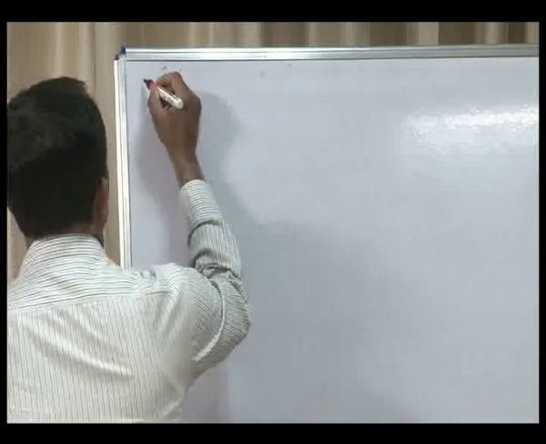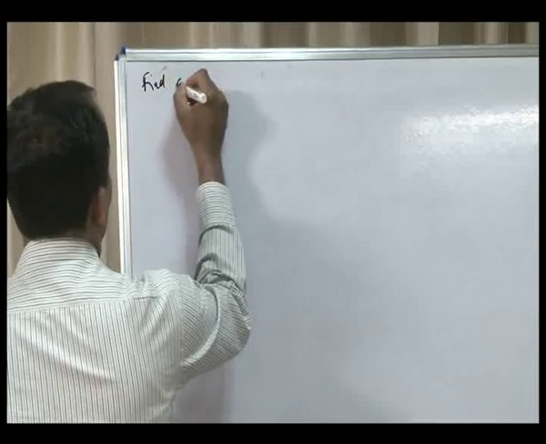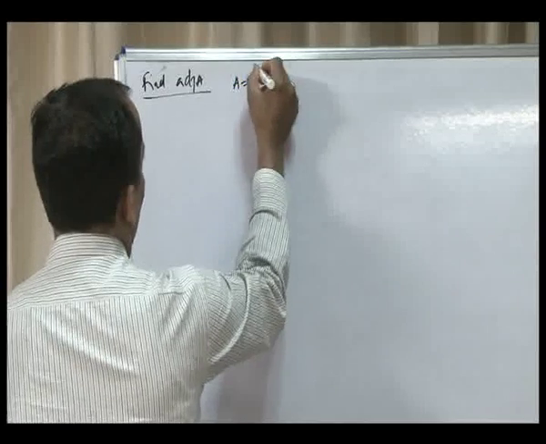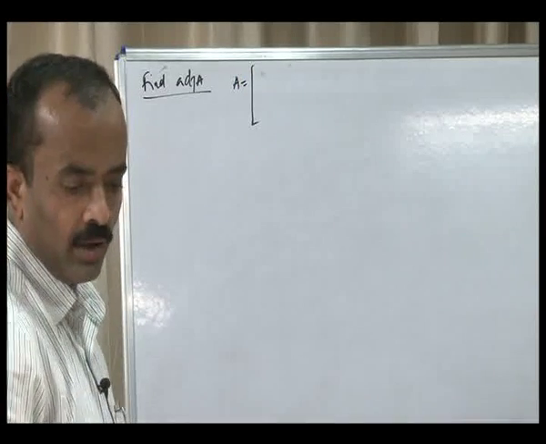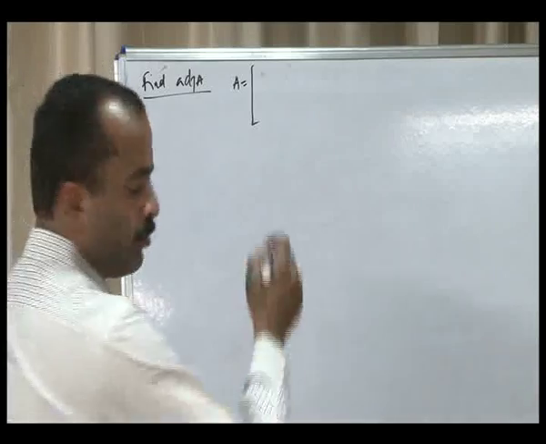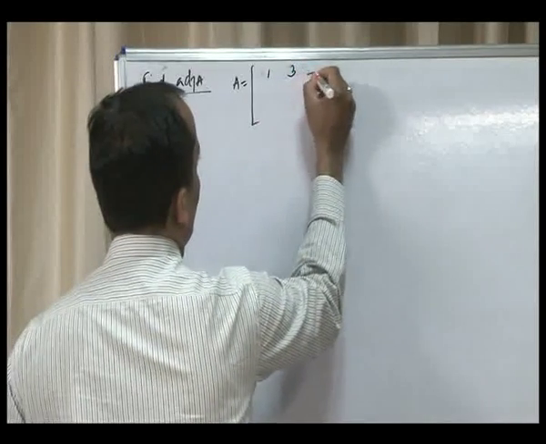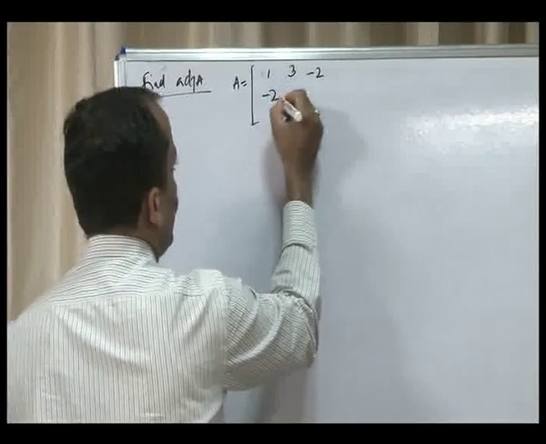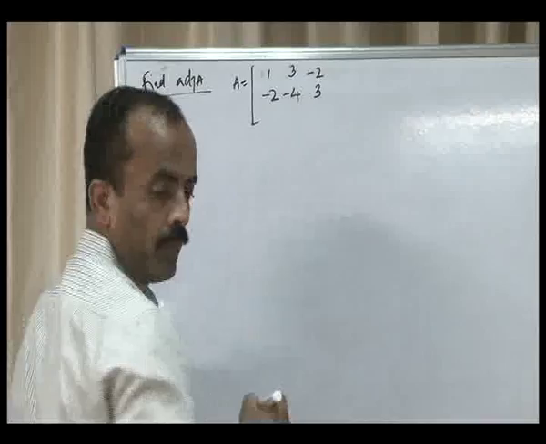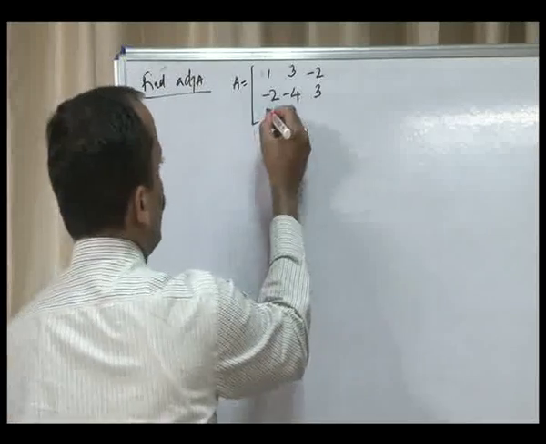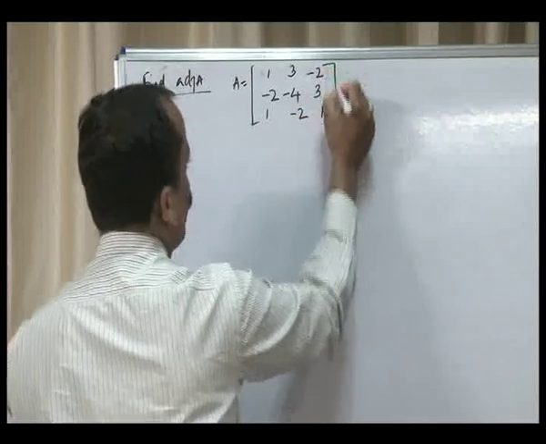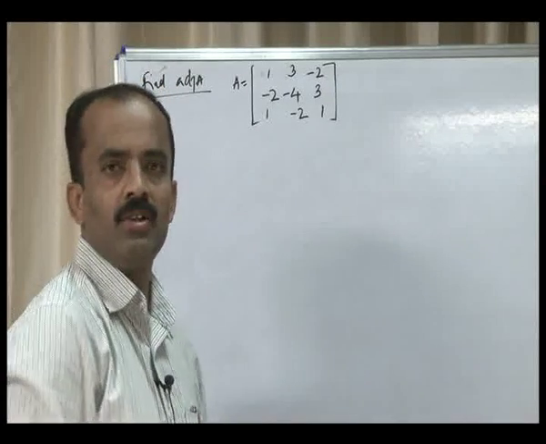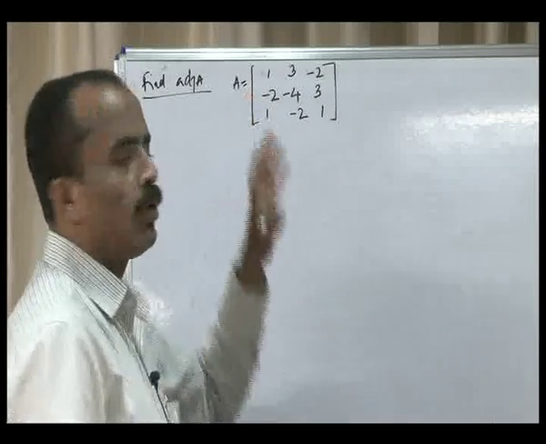Next, find the adjoint of a matrix. Find adjoint of A. Let us solve one 3 cross 3 matrix: 1, 1, 3; minus 2, 1, 3; minus 2, minus 2, minus 4; minus 3 and 1, minus 2, 1, minus 2, 1, minus 2, 1. Okay, this is a 3 cross 3 matrix. Now, we have to find the adjoint of this particular matrix.